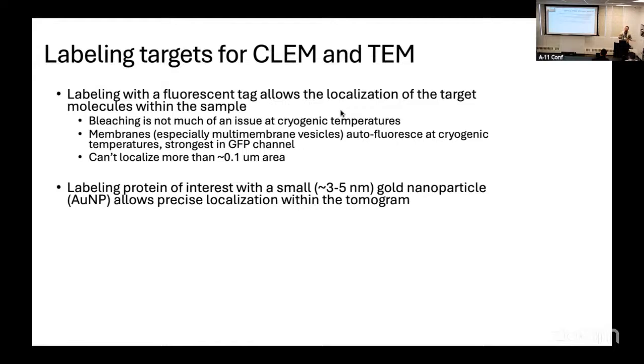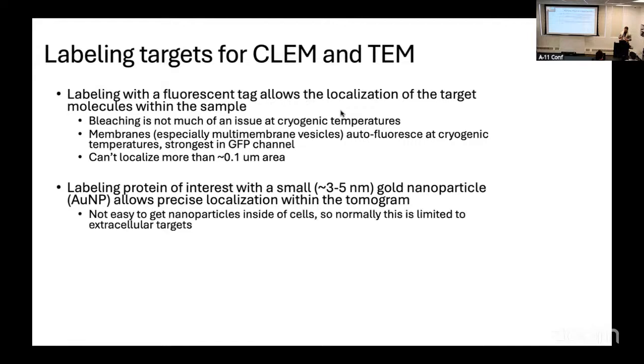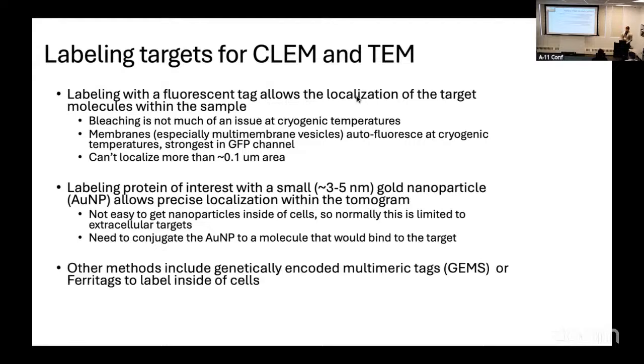One thing that I've started to look at, and other people have been doing, is labeling the protein of interest with a small gold nanoparticle, which allows precise localization in the tomogram. This idea came from old pre-substitution type work, because you can just put in a nanoparticle label. It's not easy to get them inside of cells, obviously, because you want to keep the cells healthy and happy. That's why you're doing cryo. So you're limited in most cases to just extracellular targeting. And you also need to conjugate the gold nanoparticle to a molecule that will find your target.